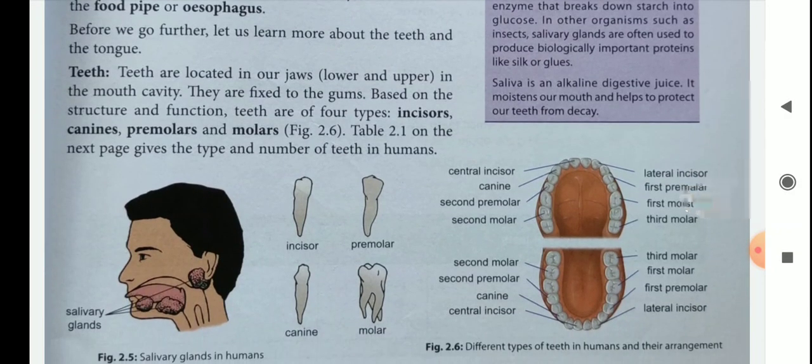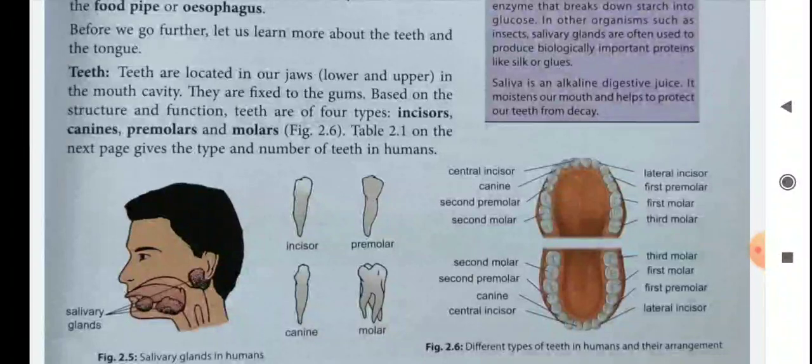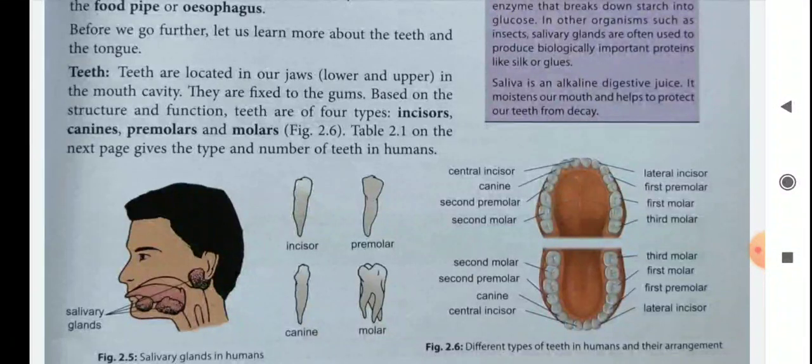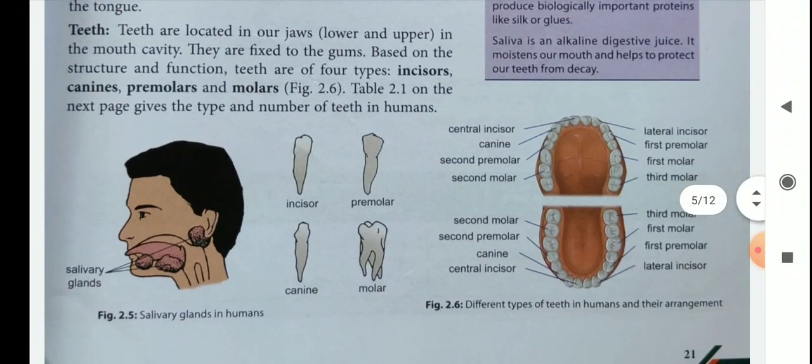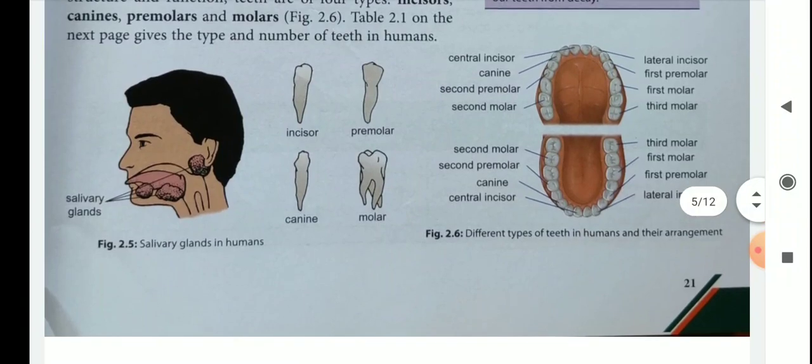Teeth. Children, you know, teeth are located in our jaws, upper and lower jaws, in the mouth cavity. They are fixed to the gums. Based on the structure and function, teeth are of 4 types. In the previous classes also you know them: incisors, canines, premolars and molars. Next page gives the type and number of teeth in humans. Here you see the teeth, shape and size. Okay, here the position of salivary glands, where salivary glands are there, and here the total structures are given.